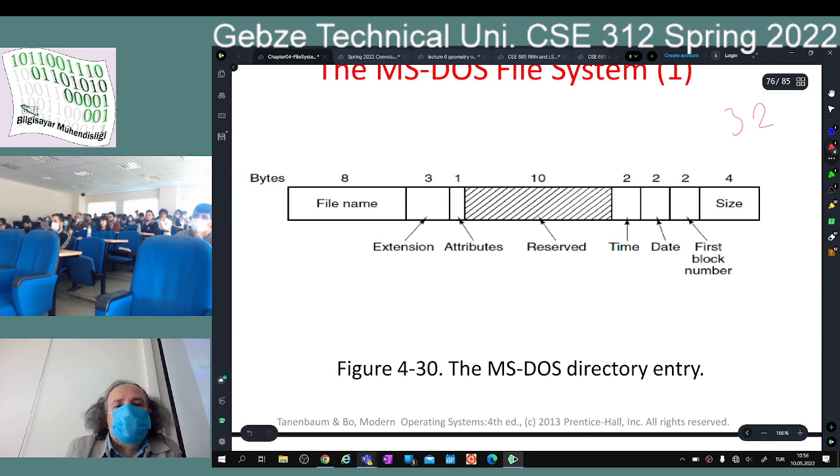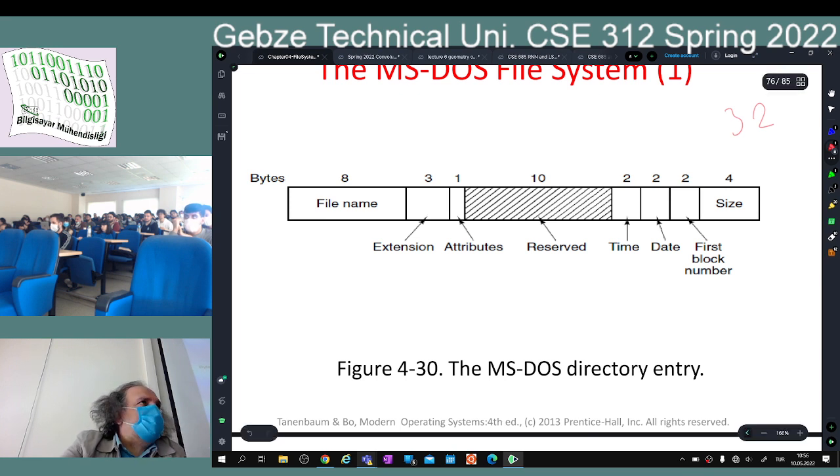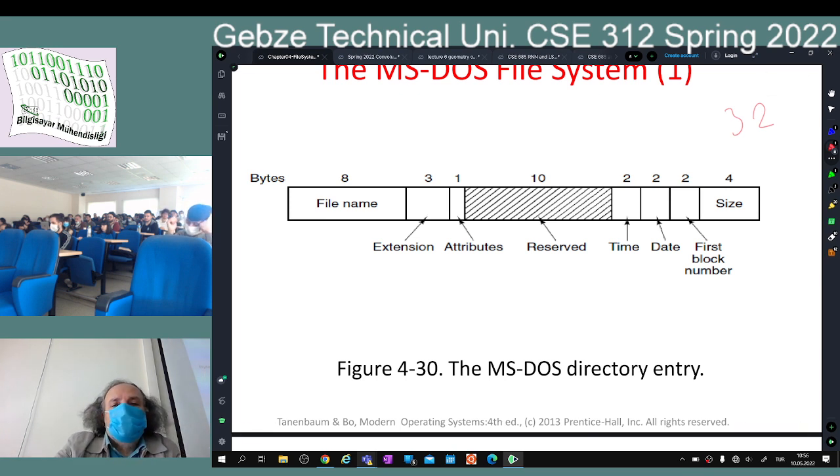So those are the attributes, and these are reserved for operating system use. They don't document what they are used for. Usually they are used for different versions of the operating system. For example, in the next release of this file system, Microsoft decided that it is going to support Unix-like ownership, for example the owner, group and others. Maybe I can use this area to keep that information. This is the date and time, and this is the first block number.